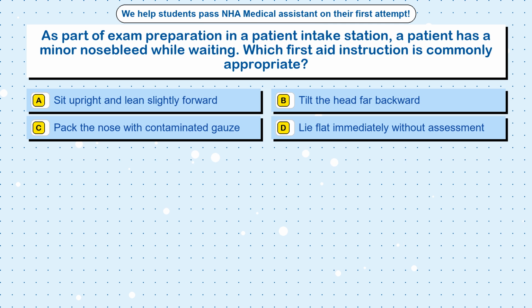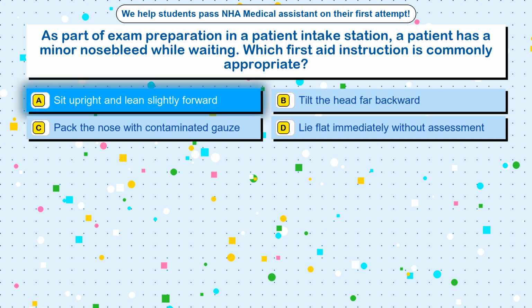Question 20. As part of exam preparation in a patient intake station, a patient has a minor nosebleed while waiting. Which first aid instruction is commonly appropriate? Option A. Sit upright and lean slightly forward. Option B. Tilt the head far backward. Option C. Pack the nose with contaminated gauze. Option D. Lie flat immediately without assessment. The correct answer is option A.